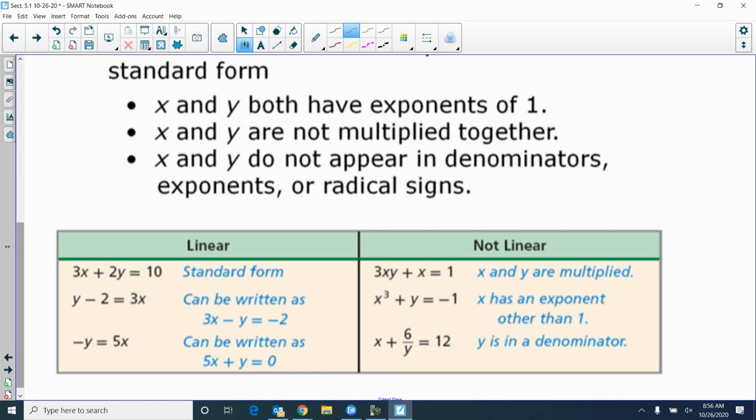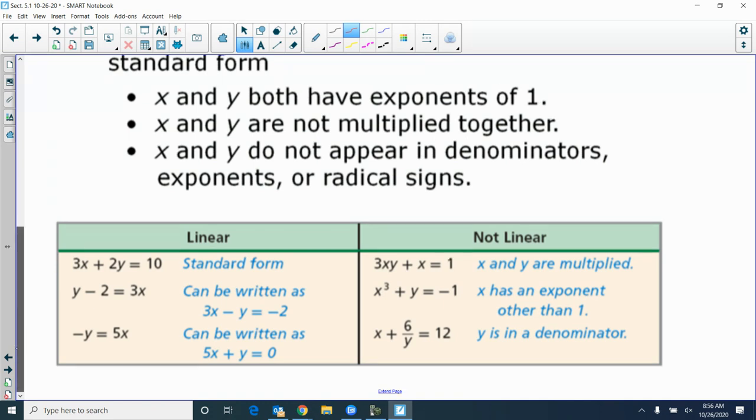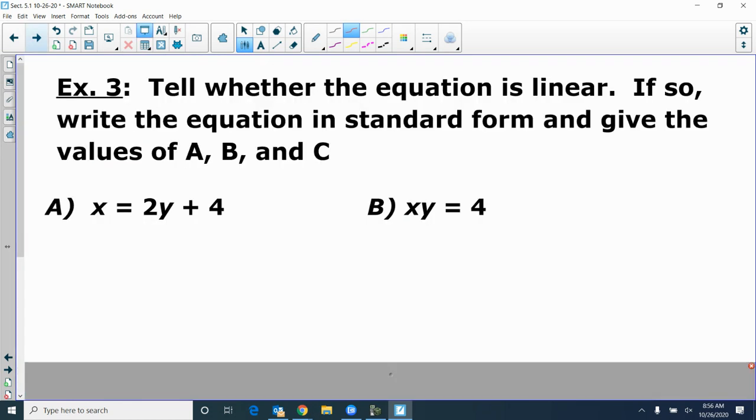So if it doesn't look like it's normal, it's not going to be linear. Okay, so these are going to be the cases. Is that the same thing on your page right there? Okay, you got that same graph. So just what's linear and what's not. Now take a look here. It says tell whether the equation is linear. If so, write it in standard form and give the values of A, B, and C.